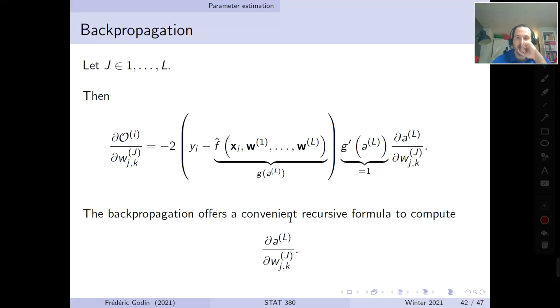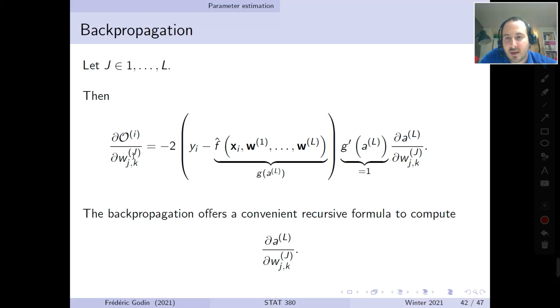Okay, so let J be any number between 1 and L, an arbitrary number. Let's say we want to calculate the partial derivative of the ith component of the objective function with respect to any parameter of the neural network. Then any parameter of the neural network can be represented as follows.